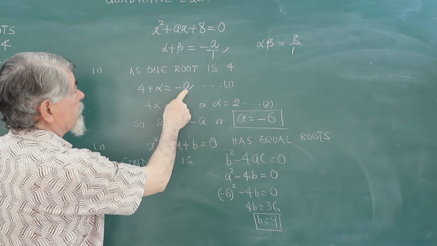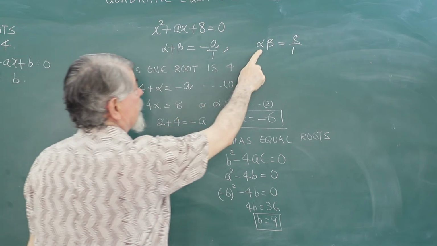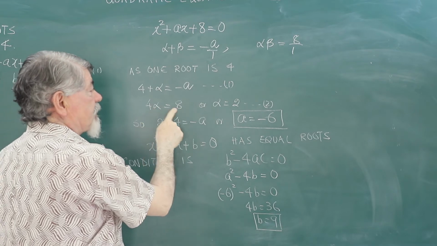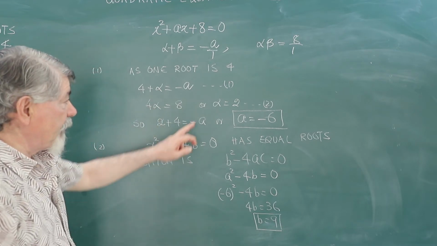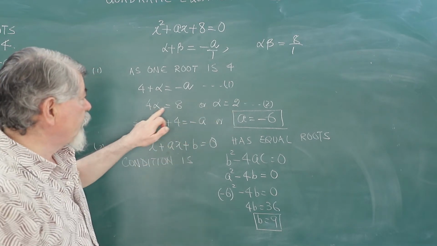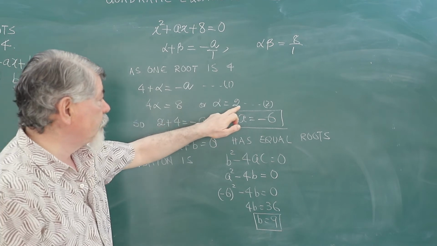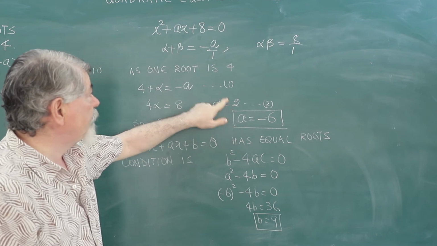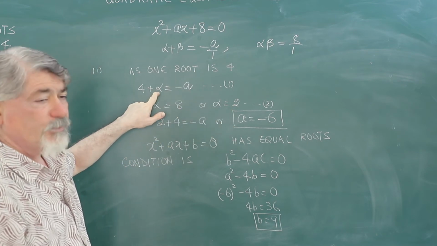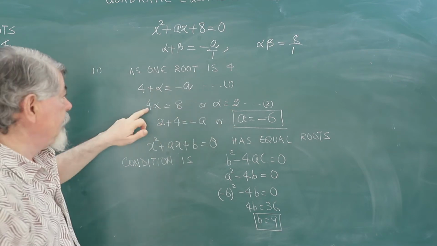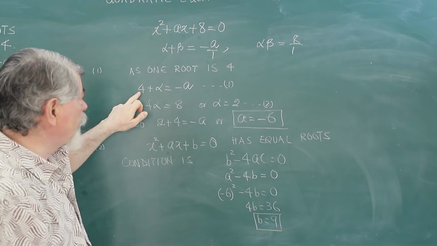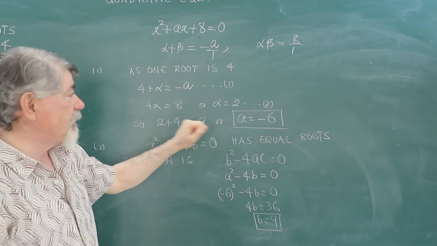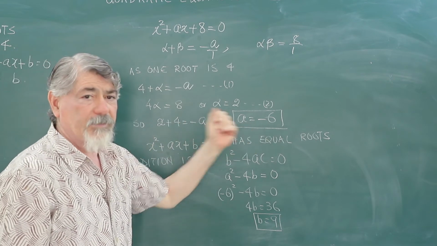Let me assume beta to be 4. So 4 plus alpha is minus a. And from the second equation, 4 into alpha will come out to be 8. From this I can take out the value of alpha as 2, because 4 alpha is equal to 8 means alpha is equal to 8 upon 4, that is 2. Let me substitute the value of alpha as 2 in this equation and get the value of a. You put the value of alpha as 2, 4 plus 2 is equal to minus a, that means 6 is equal to minus a, that means a is equal to minus 6.